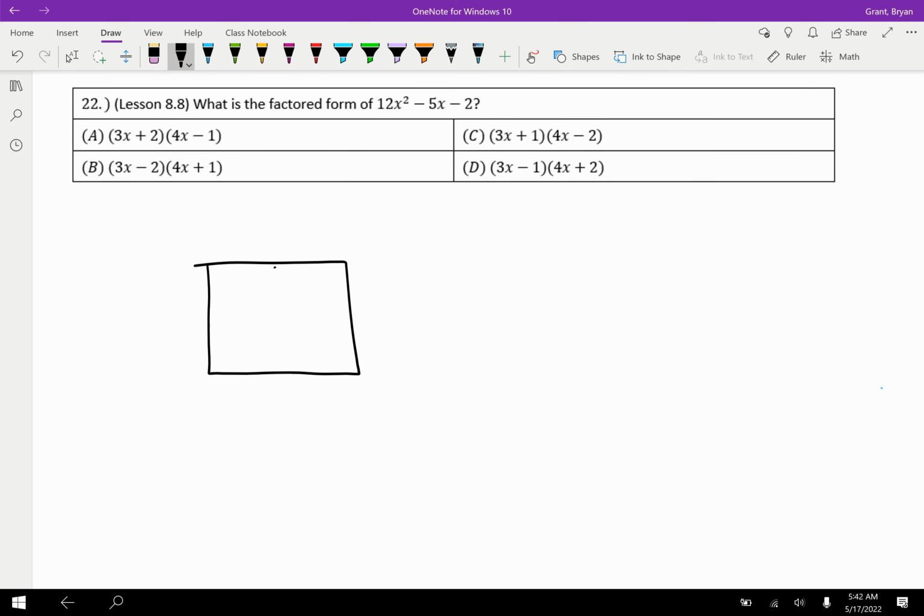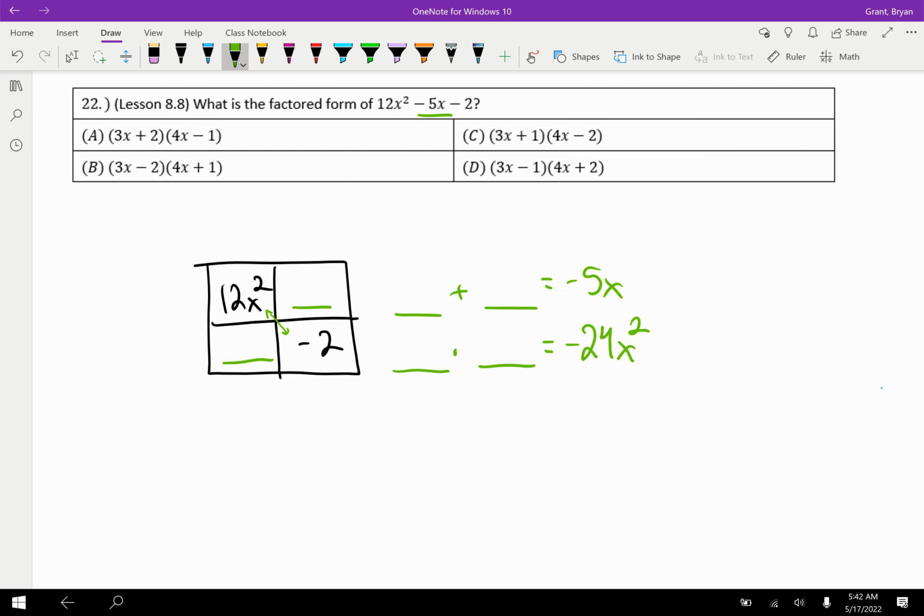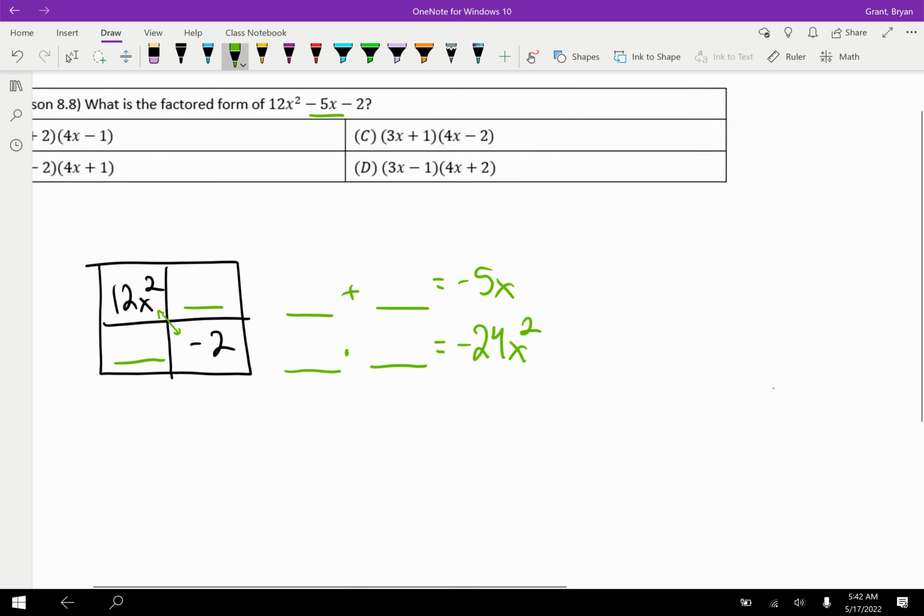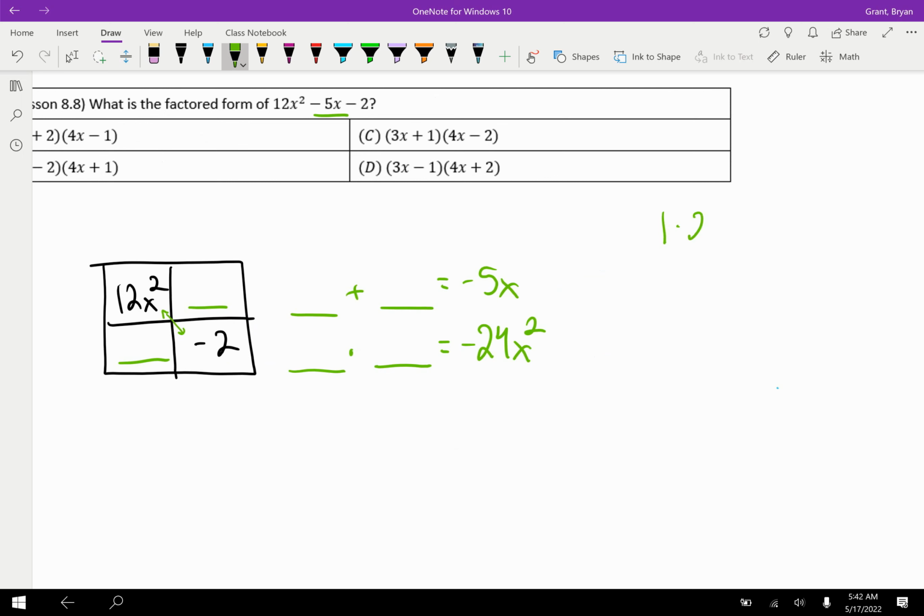Okay, we're starting with the inside of the box. We have 12x squared and negative 2. We're going to need to split up that negative 5x. So what adds to make negative 5x? And with that cool property, we know that the two diagonals will multiply to equal each other. That's negative 24x squared. So we have to list factors of 24. 1 times 24, 2 times 12, 3 times 8, 4 times 6, and I think that's all of them.